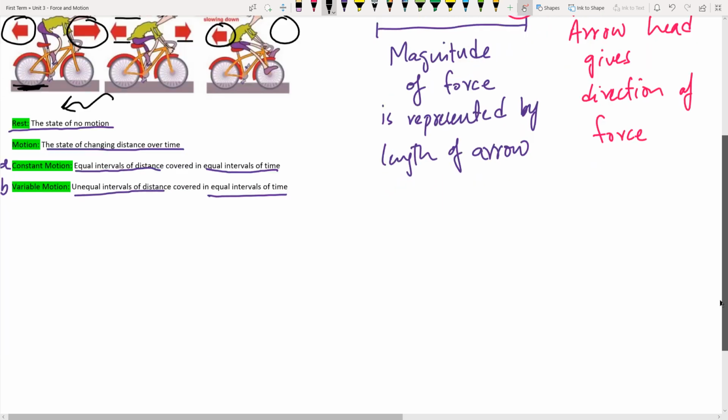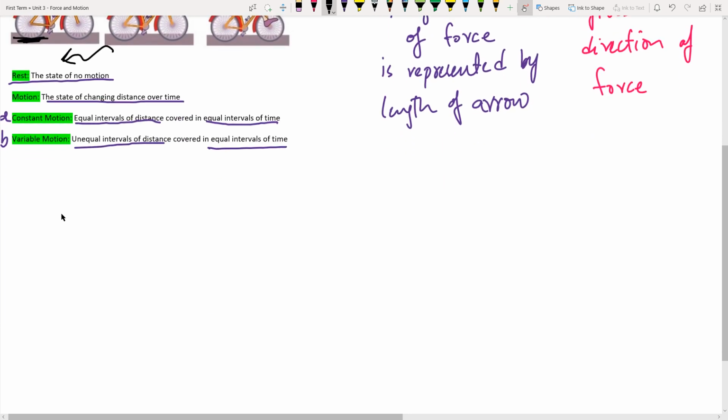So what is equal intervals of time and what is constant motion? Let's compare constant motion and variable motion. Let me just tabulate this. We have distance, and we have time.